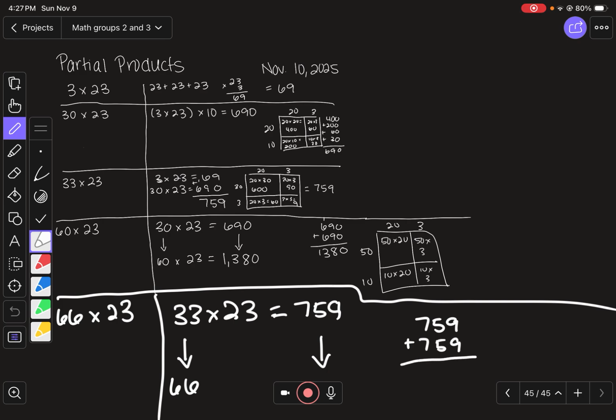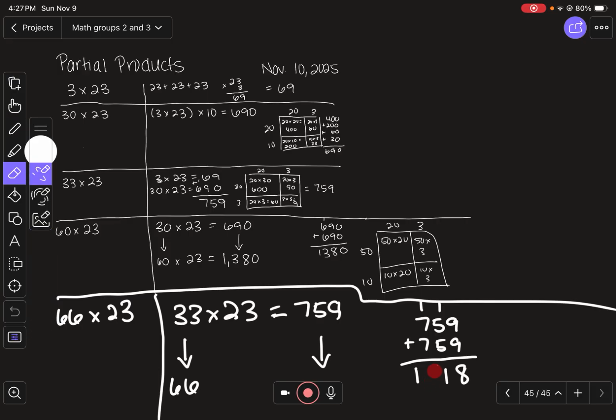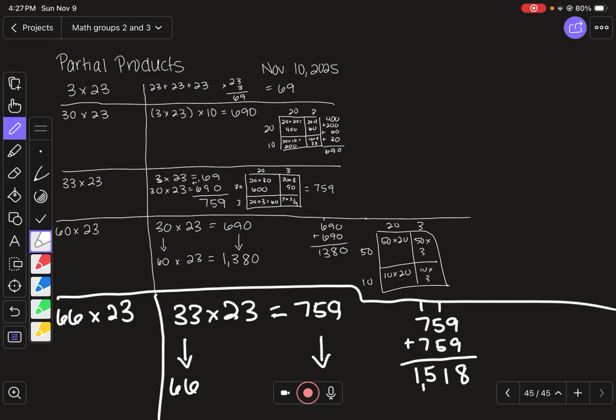So if we double 759, we know that 9 plus 9 is 18. 5 plus 5 is 10. Regroup the 1. 7 and 7 is 14. So your answer would be, that is a 5, that looks kind of like a 6. Let me fix that. So your answer would be 1,518. So it is super helpful to use numbers that you already know about to help you solve some of these problems.